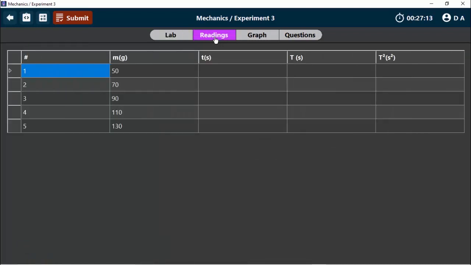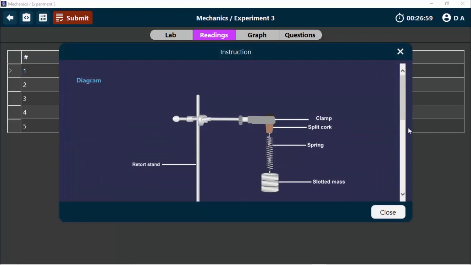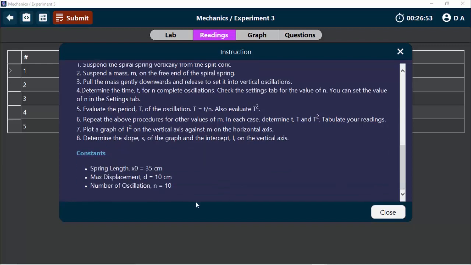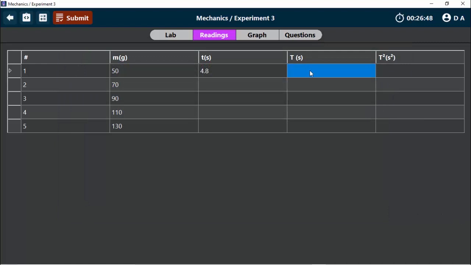Okay, let's record what we have. The time is 4.8 seconds. So what is the period? The period is 4.8 divided by 10, which is n. You can take a look at the procedure: the period is t divided by n. And what is n? n is the number of oscillations, so n is 10. You divide this by 10, so that is 0.48.